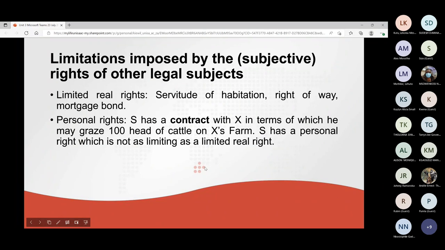Okay, so I've mentioned earlier that an example of a limited real right is a servitude. Servitudes are limited real rights which restrict ownership. An example would be a right of way or a mortgage bond. Say, for example, you are living next to another farmer's land, and the only way for you to enter town is to use a road over your neighbor's farm. Then you can register.